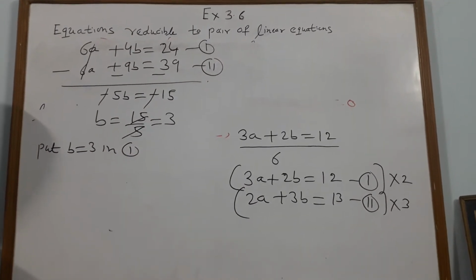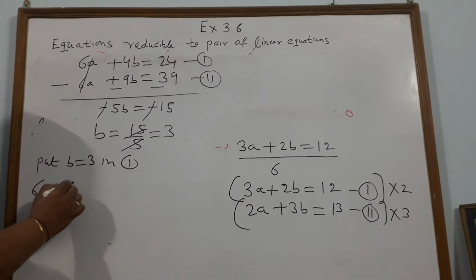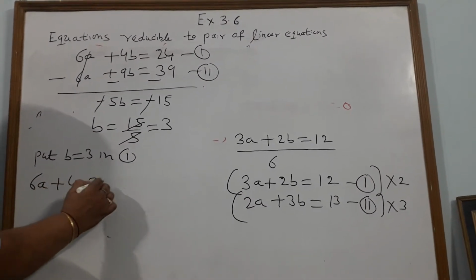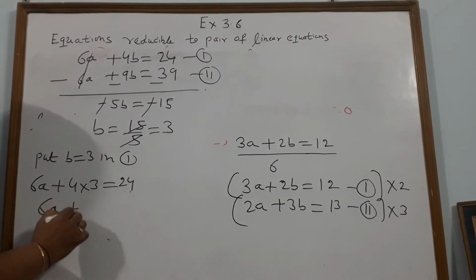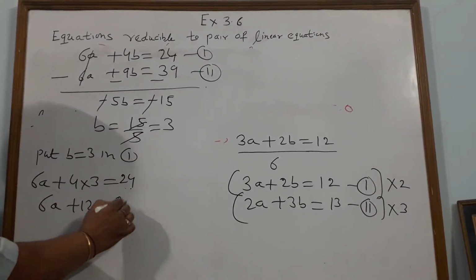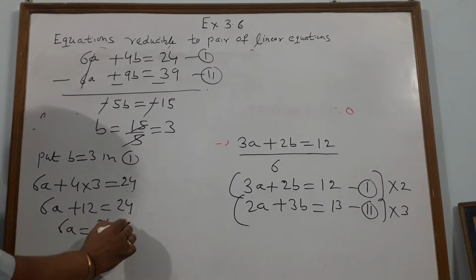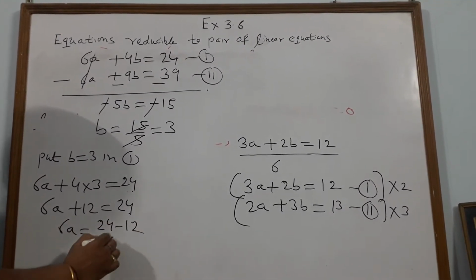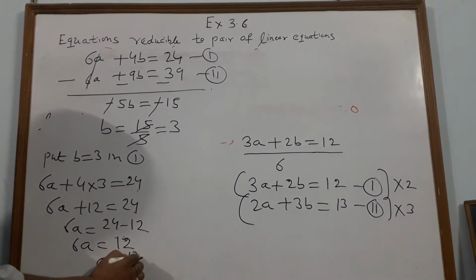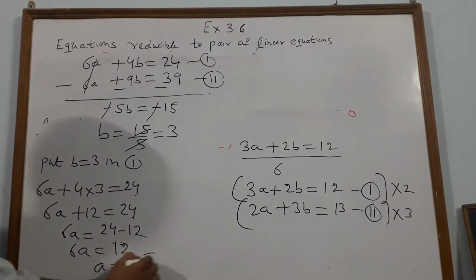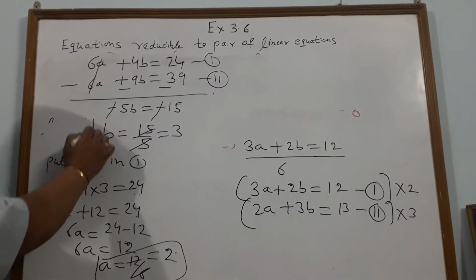In the first equation, what will we do? What value of b will we put? 3. So 6a plus 4 into 3 is equal to 24. So 6a plus 12 is equal to 24. 6a is equal to 24 minus 12. 6a is equal to 12. a is equal to 12 by 6. So the value of a is how much? 2. So we get the values of a and b.